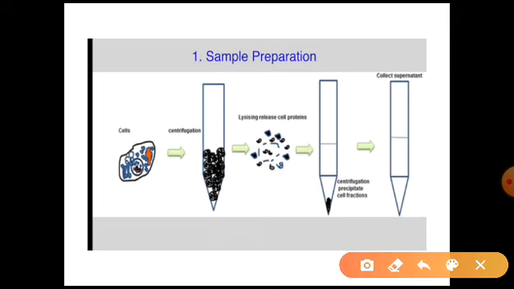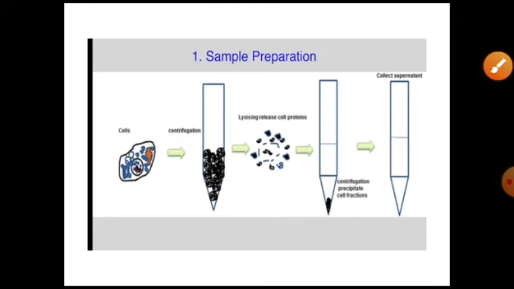So here is the process of preparation of the sample. The cells are lysed and centrifugation is done. The cytoplasmic proteins and nucleus proteins are separated according to their molecular weight. As per our interest, the sample is selected by micropipette and then it is used for further process.